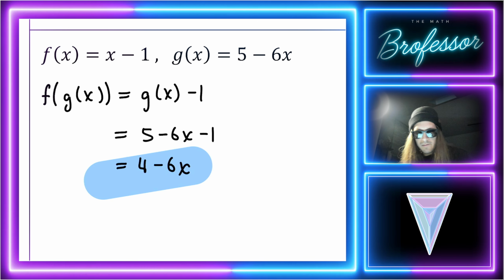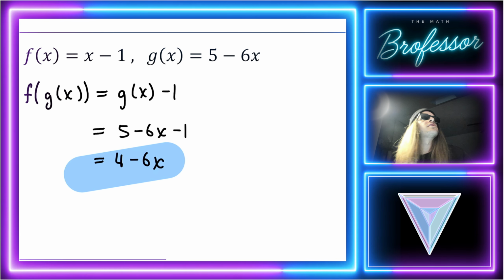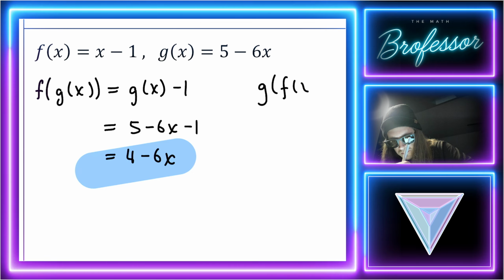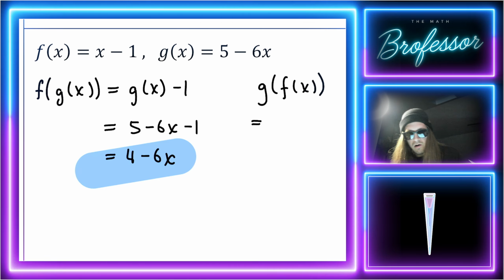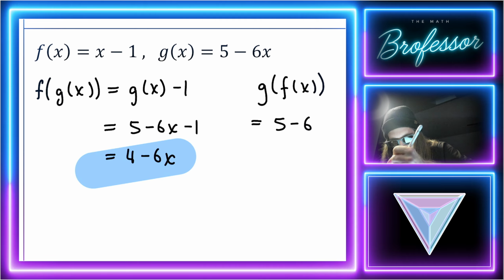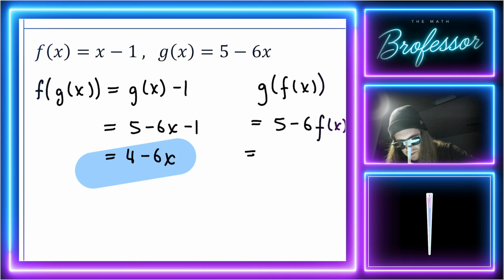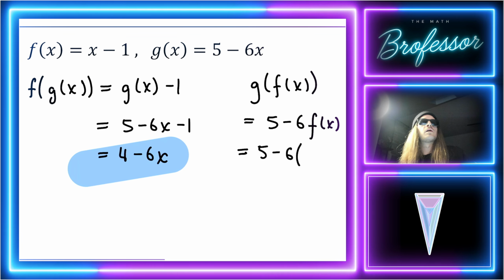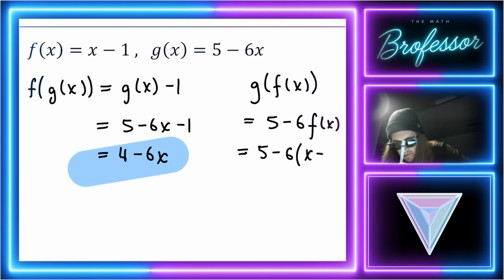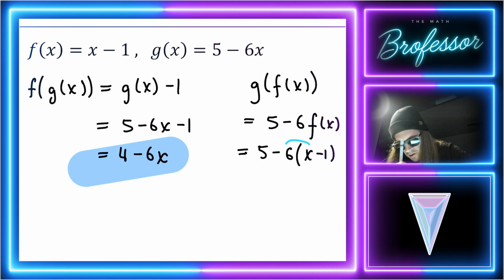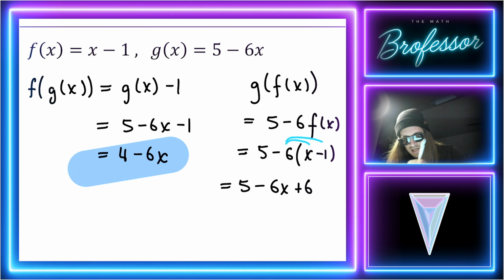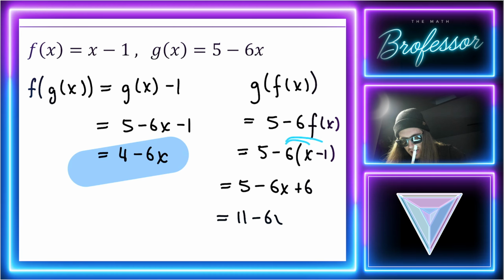Let's do them both and then check them both. So we also want g of f of x. This will be the other way around, and this will equal 5 minus 6 f of x, which equals 5 minus 6. Now plug in f of x. Ooh, I'm running off screen a little bit here. Come back. f of x is x minus 1. Now you need to distribute this negative 6 right here. Distribute that negative 6, and that'll give us 5 minus 6x plus 6, and 5 plus 6 is 11, so 11 minus 6x.